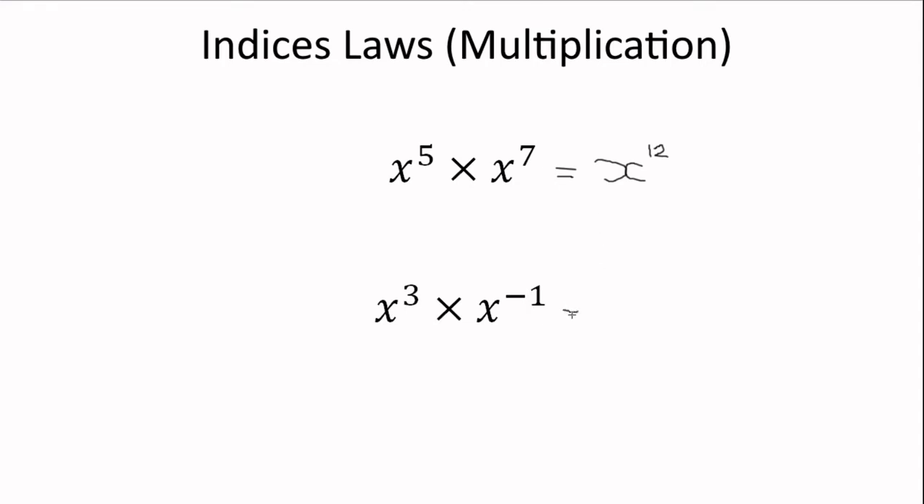For the second situation, we have x cubed times x to the power of minus 1. Again, you just add them together. And in this case, because remember there's a minus 1 here, it'd be doing 3 plus minus 1. And if you know from the rules of adding negative numbers, that is equivalent to just 3 minus 1. So you just get x squared. Alright, so that is all we have for the indices laws for multiplication.